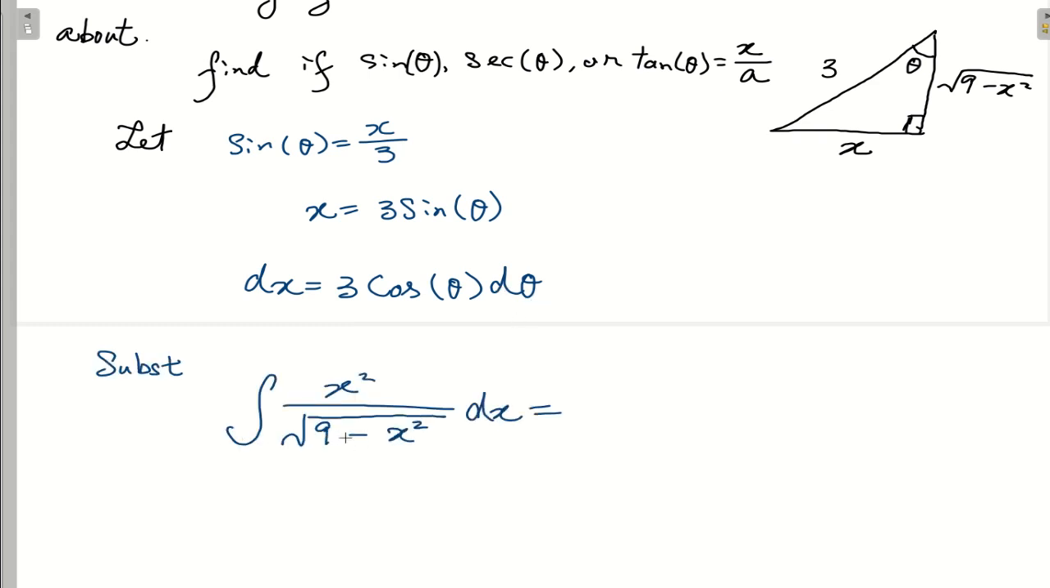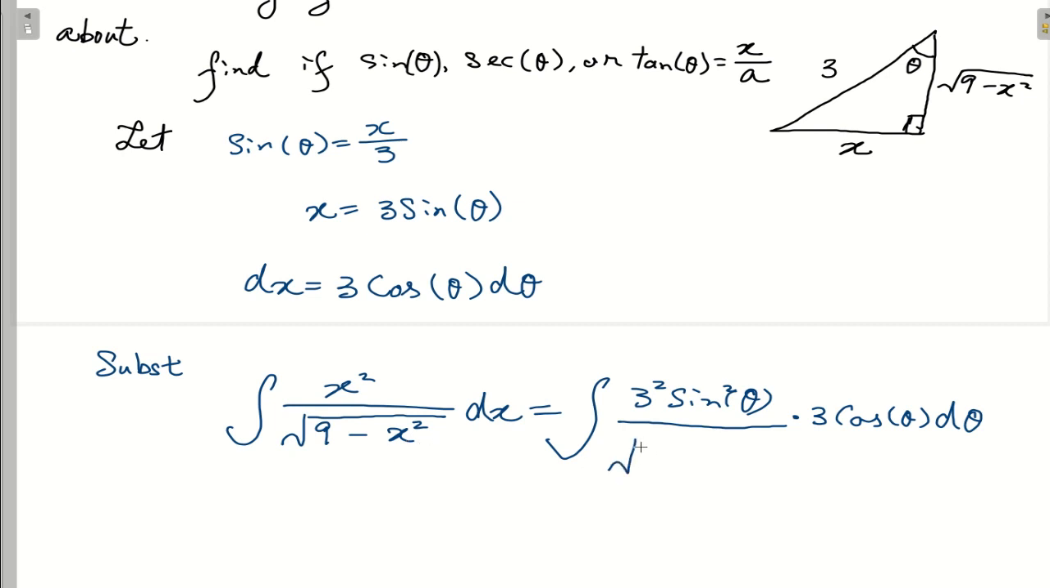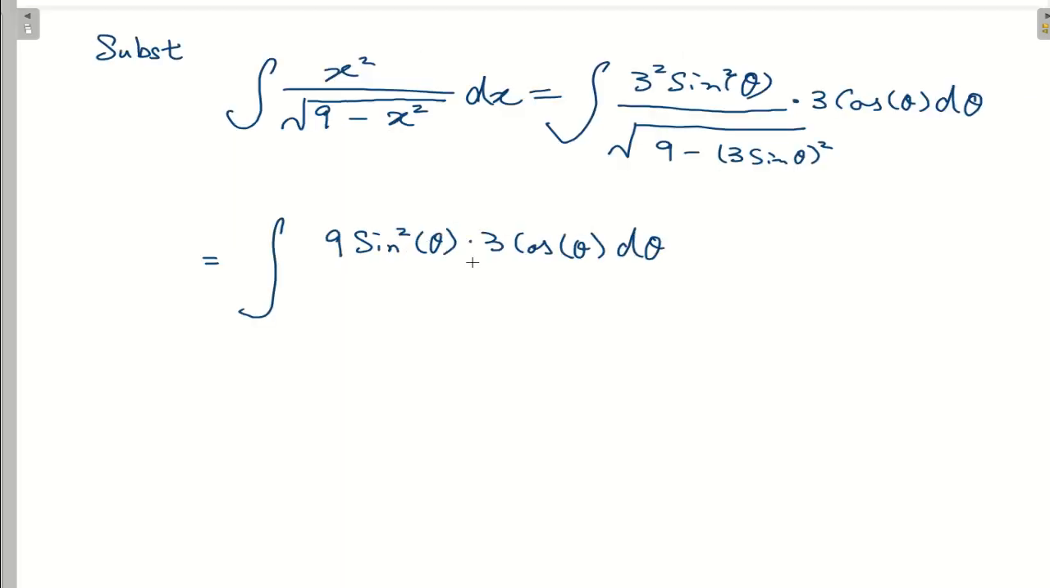Then we substitute into the x squared over the square root of 9 minus x squared. We get x squared is equal to 9 sine squared theta, and then dx is equal to 3 cosine theta d theta, so it's multiplied by 3 cosine theta d theta, over the square root of 9 minus 9 sine squared theta.